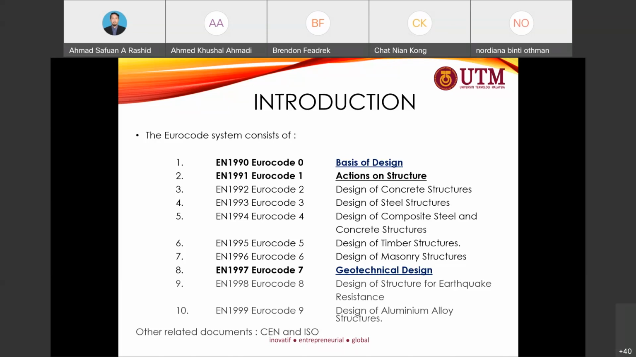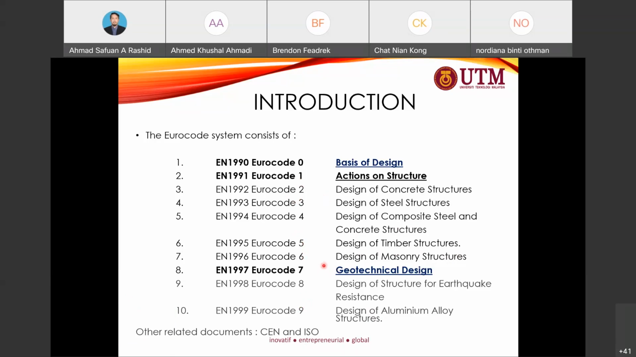Then they have steel structures, design of composite steel and concrete structures, design of timber structures, design of masonry structures, and the last one is design of aluminium alloy structures. So from 1 to 6 include the 9. All of these items discuss structural elements.